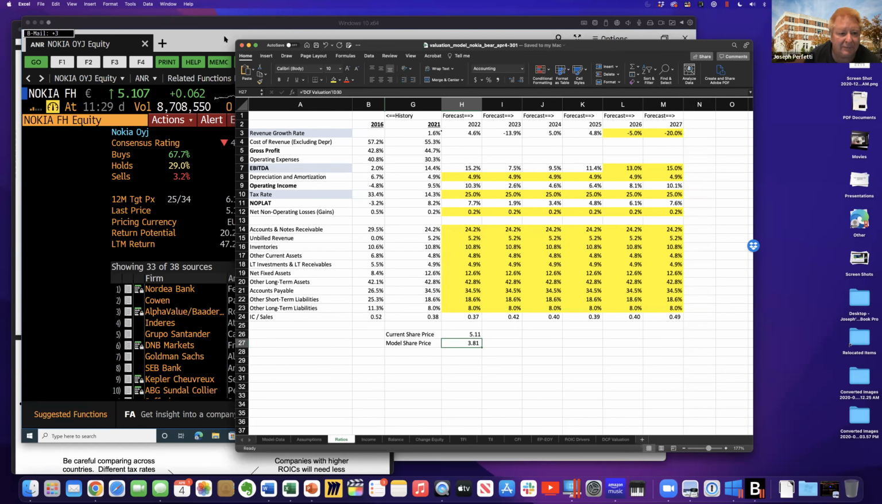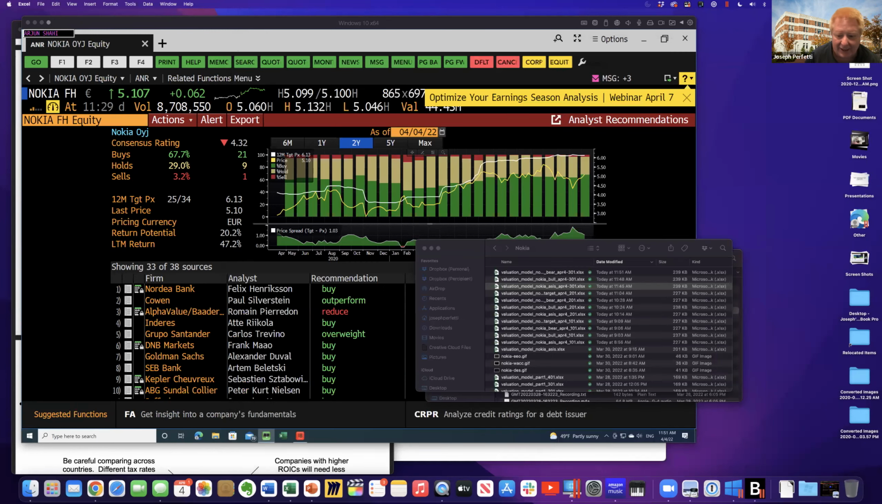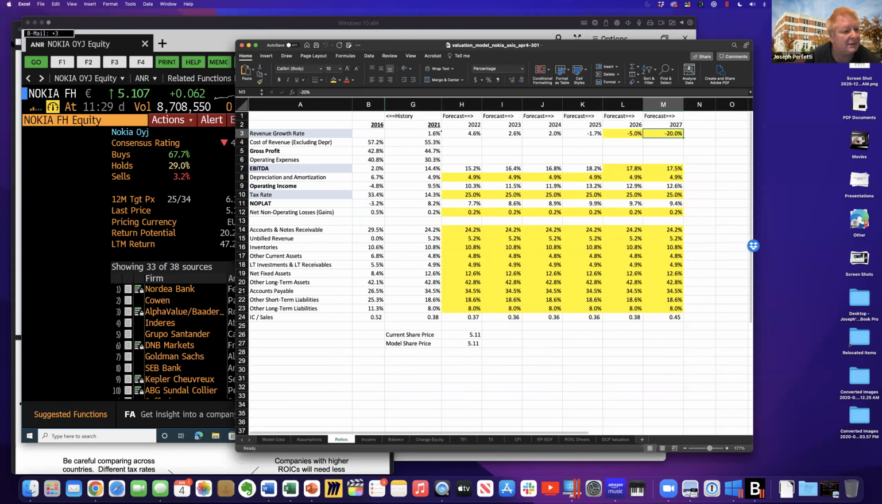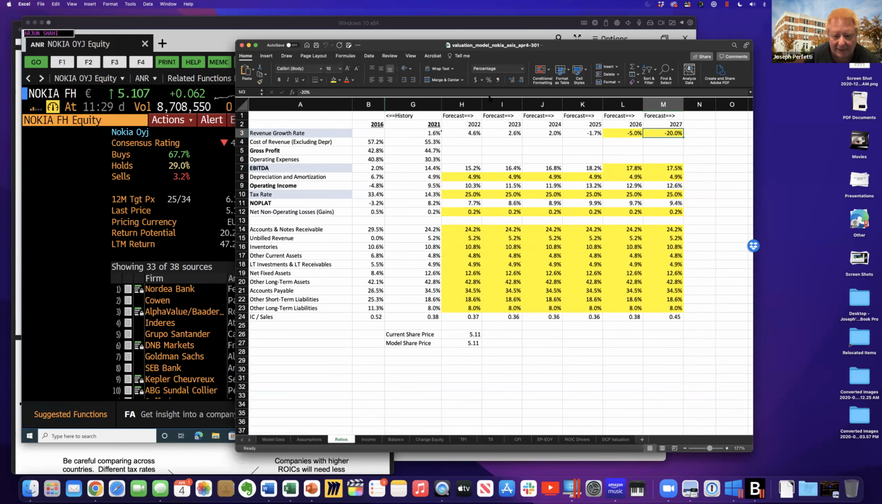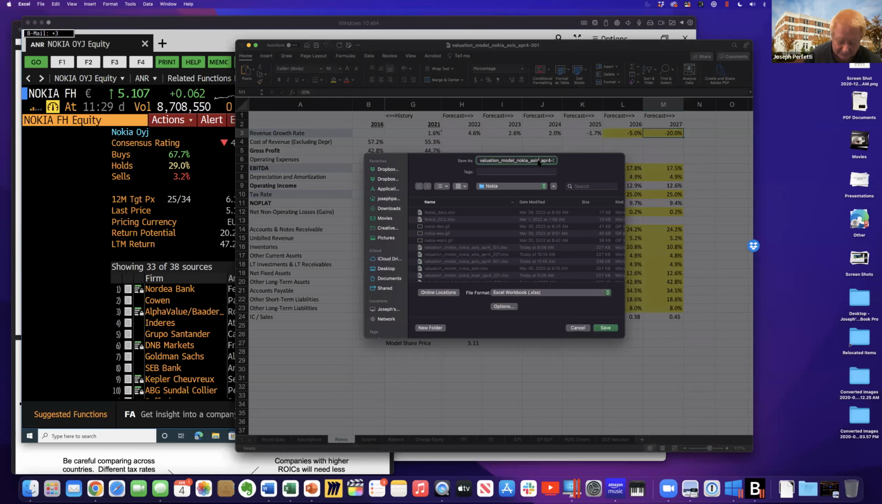Now, the final question, where in that range do I think Nokia is going to actually show up? I go back to my as is, 511, file, save as, and then I create what's called the target.